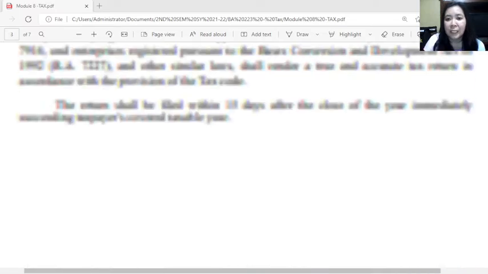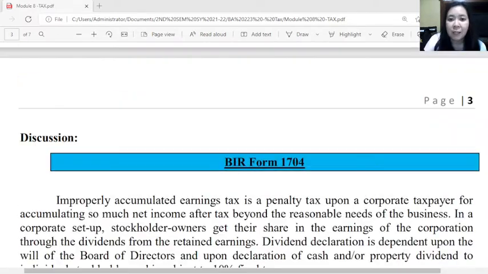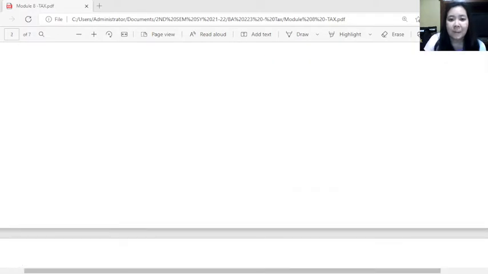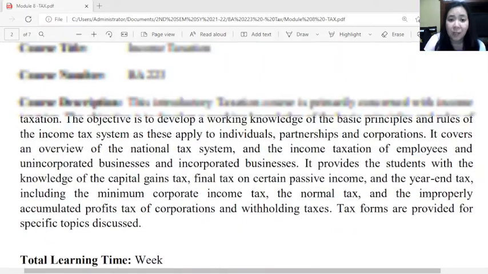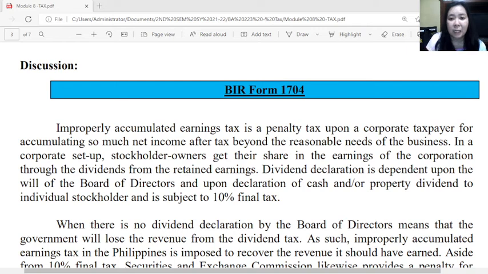Basically, this is just an overview for you, so that you know that the corporation should actually declare the dividends, because this is the right of their shareholders. If they do not declare the dividends, then the BIR will go after them using this improperly accumulated earnings tax or penalty. That's all for our module number 8.